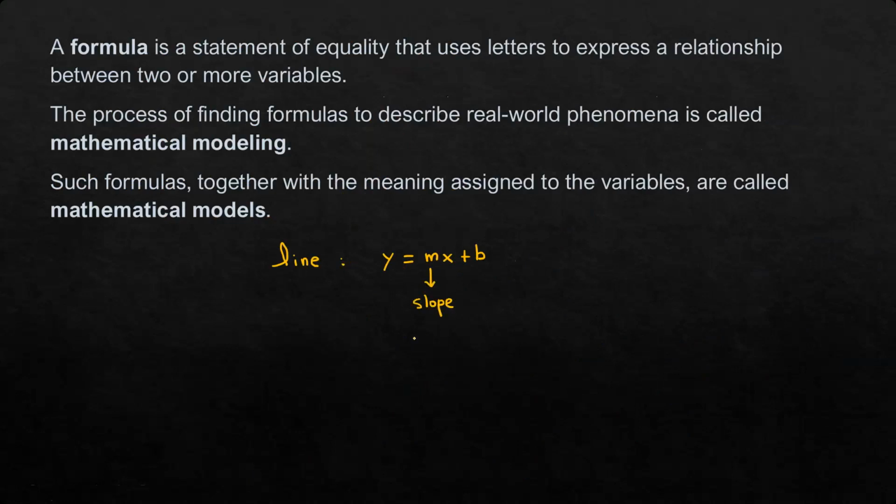And there is another formula for slope. That is y2 minus y1 over x2 minus x1. This b right here is referred to as the y-intercept. A y-intercept is where a graph crosses the y-axis. So I'm just going to put here y-axis.